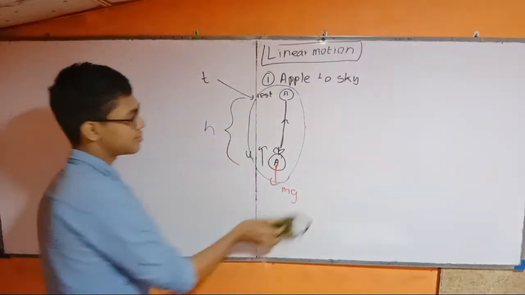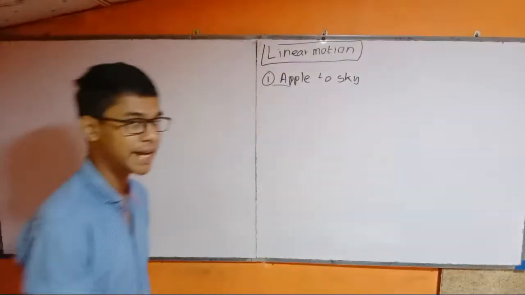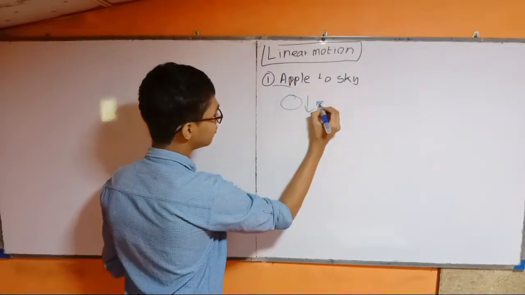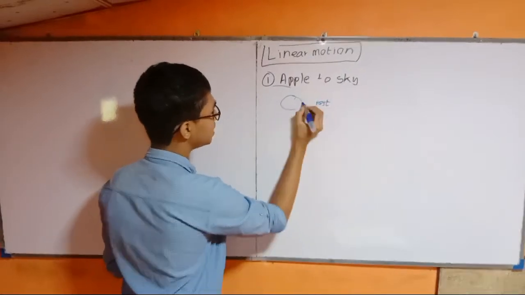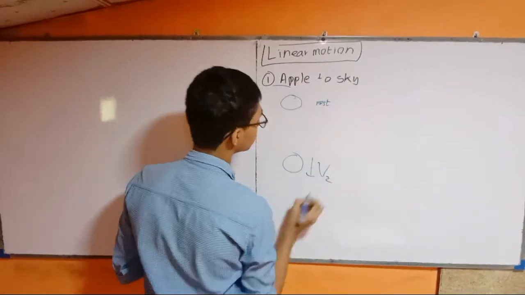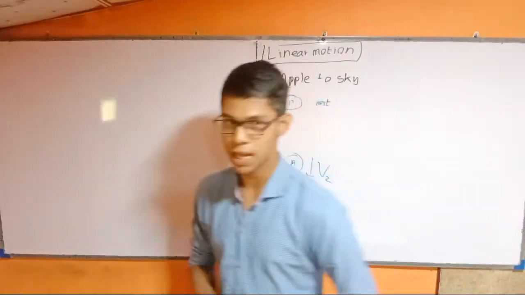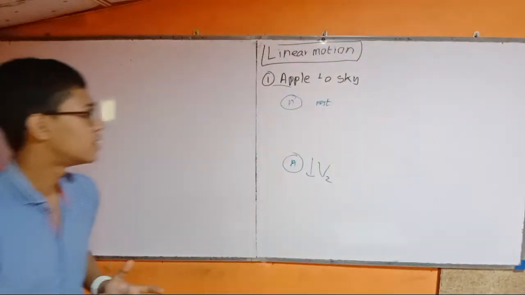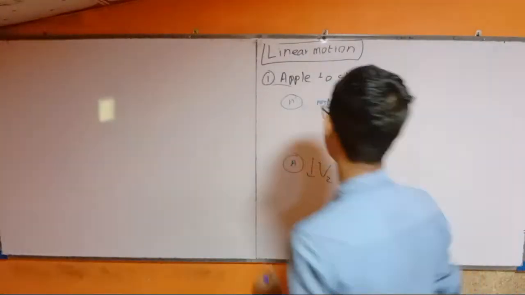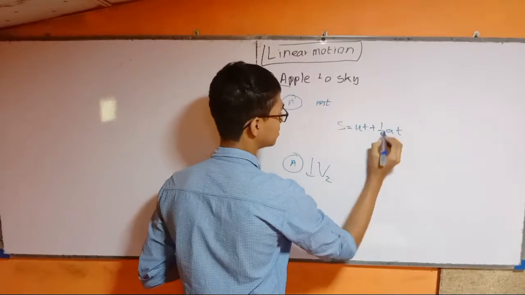And let's see now what happens when the apple comes down. Now the apple comes down, starting from rest. It has a velocity v. Apple, okay? Not a ball, apple. Let's apply the equations of motion. s equals ut plus half at squared.